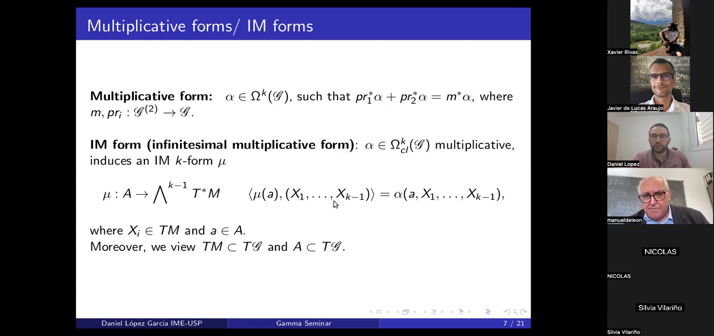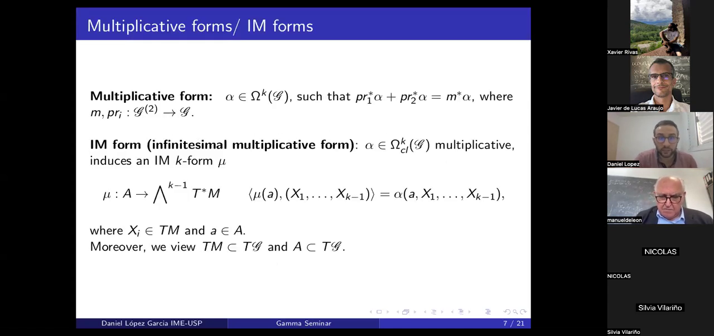What is the natural definition for that? Okay, you can compute this alpha. You need to input k vectors, and this is a, x1 up to x_{k-1}. And in this part, it's important to note that I consider this inclusion, TM in TG and A in TG. This inclusion is by the unit maps, and this inclusion is because these are basically the vector fields which are tangent to the s-fibers.